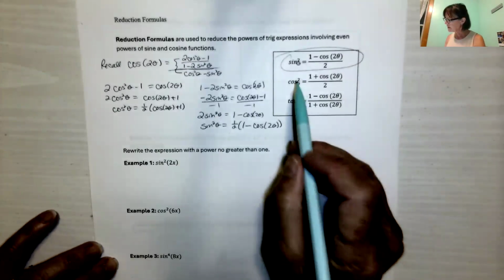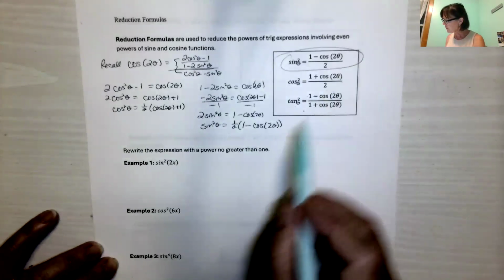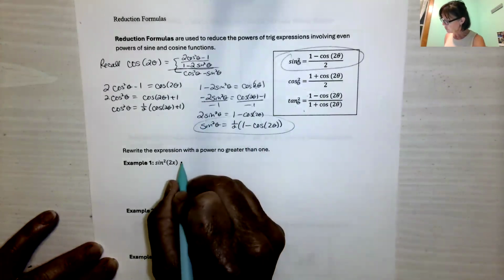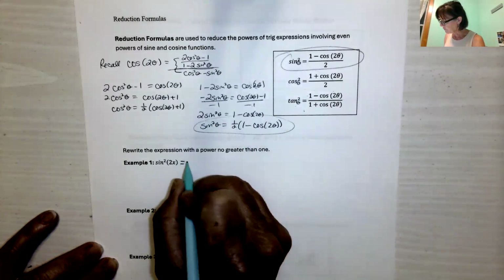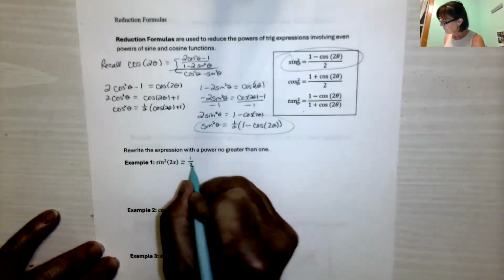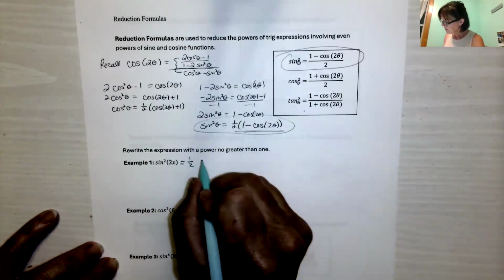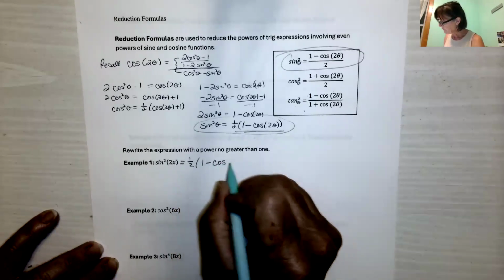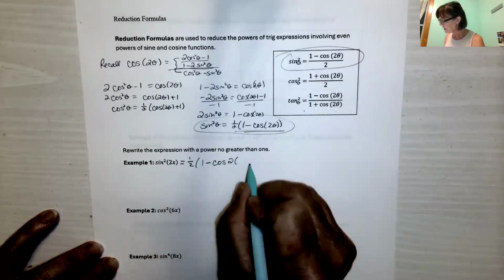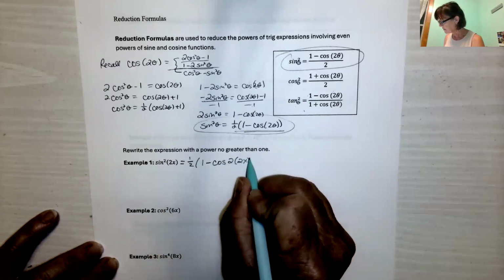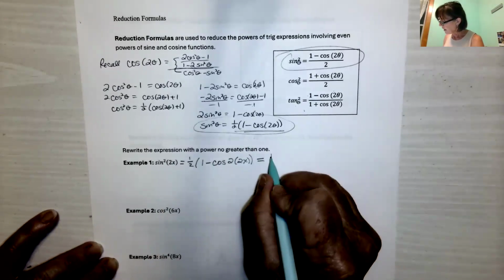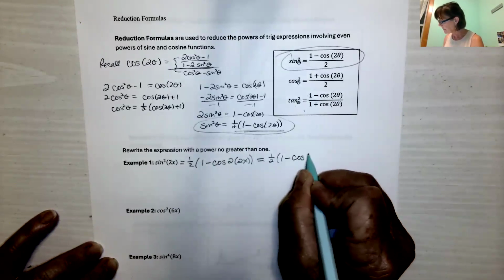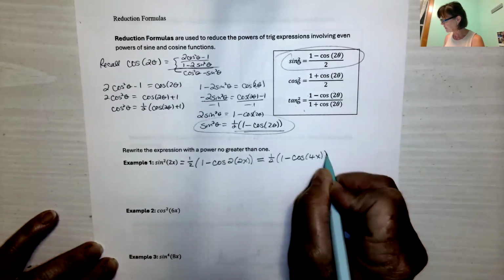And that sine squared of theta is equal to this. Or if I want to look at this, it's the same version. So sine squared of 2x is equal to 1/2, I'm going to use this, times 1 minus the cosine of 2 times theta, but theta in this case is 2x. So I get 1/2 times 1 minus the cosine of 4x is what that's going to look like.